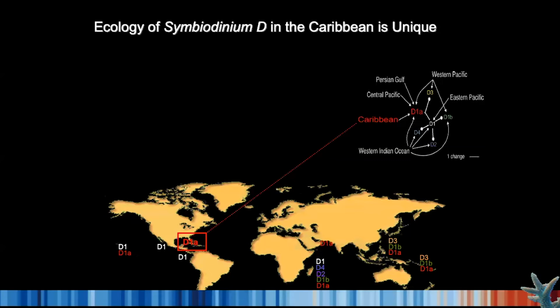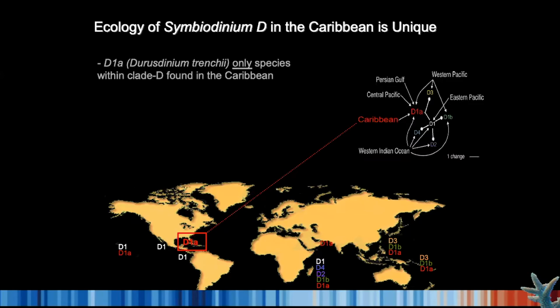So one thing about the ecology of Symbiodinium and D in the Caribbean is that it's unique. So we find different D species. I think right now there's 13 putatively described species in the world. There's only one out of all the fingerprints we would pull out, and we did almost 4,000 samples. It was the same denaturing gradient fingerprint. So this turns out to be really interesting. D1A, which is now called Durusdinium trenchi, is the only species within clade D within the Caribbean that we found so far.